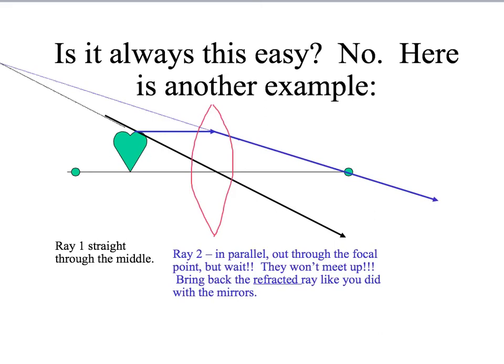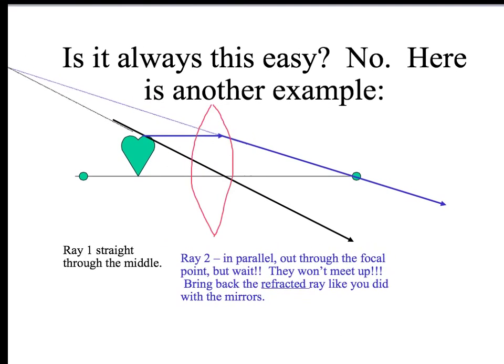It's not always this easy, because just like with mirrors, other things can happen, but we still draw the same three rays. Zoom straight through the middle, in parallel, out through the focal point. Now see these guys here? They're never ever going to meet up. So we need to bring back the refracted ray, just like in mirrors we brought back the reflected ray, and our image is going to be back here.